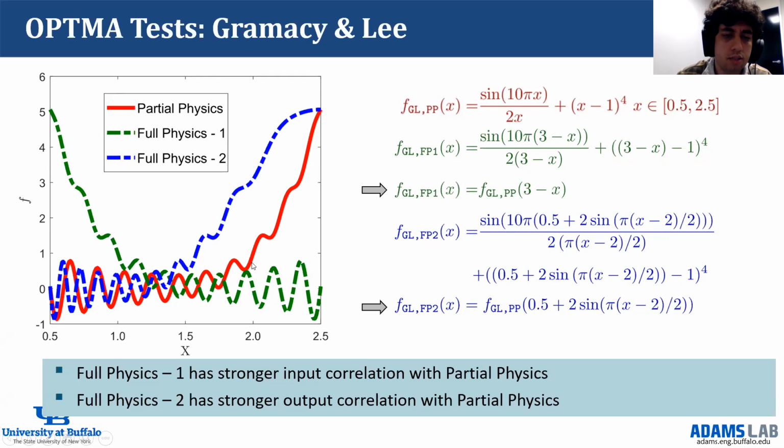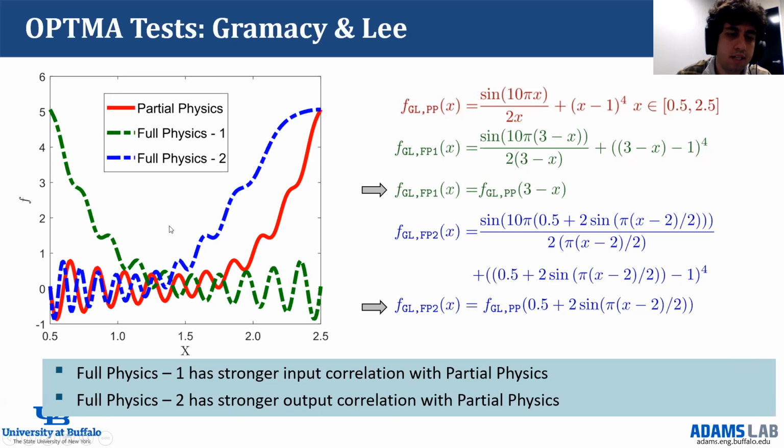If you look at these two problems, the green one doesn't have any correlation in its output with the red one. So the output is completely different. They have different modes and different maxima. But the input is actually very similar. Its input is almost flipped.